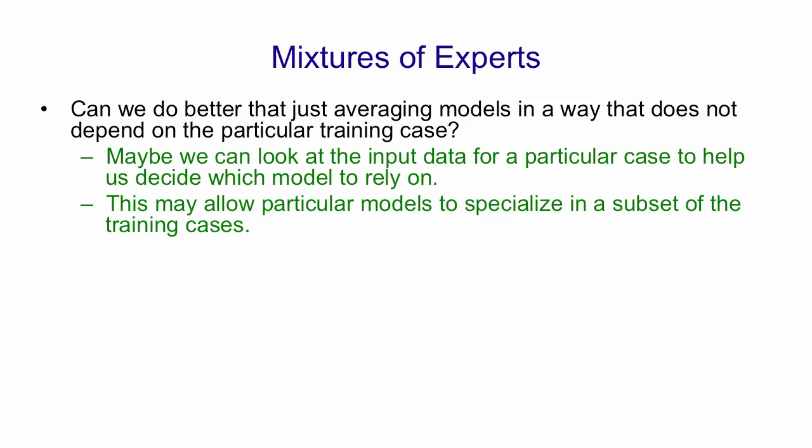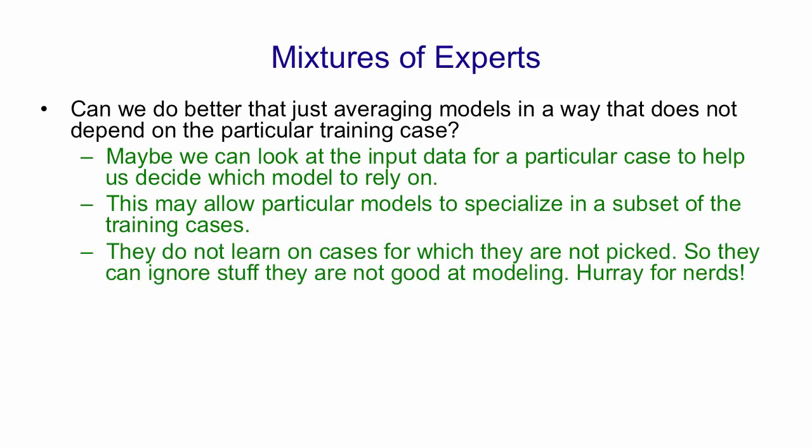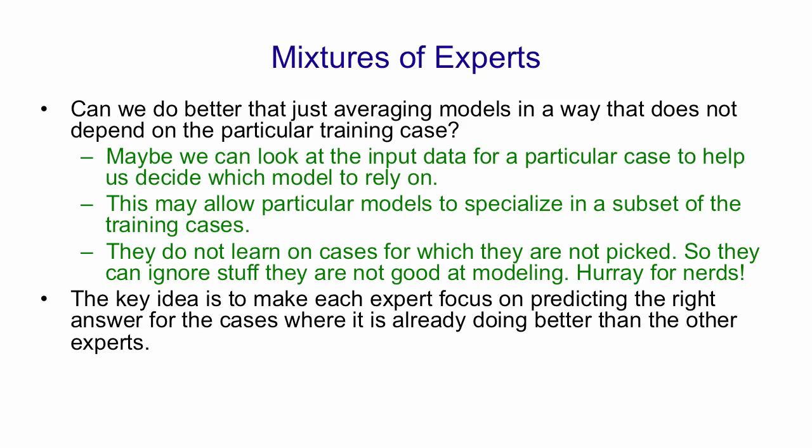During training, this will allow models to specialize on a subset of the cases. They then will not learn on cases for which they're not picked, so they can ignore stuff they're not good at modeling. This will lead to individual models that are very good at some things and very bad at other things. The key idea is to make each model, or expert as we call it, focus on predicting the right answer for cases where it's already doing better than the other experts. That will cause specialization.